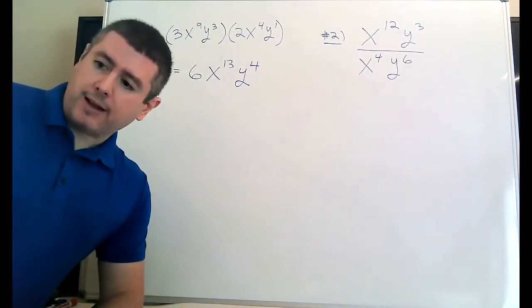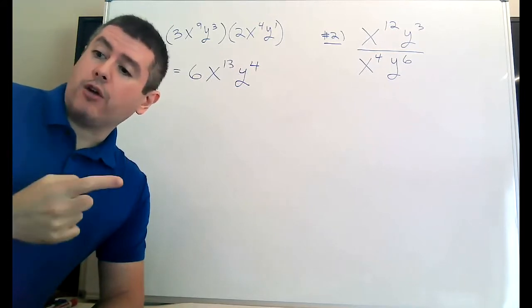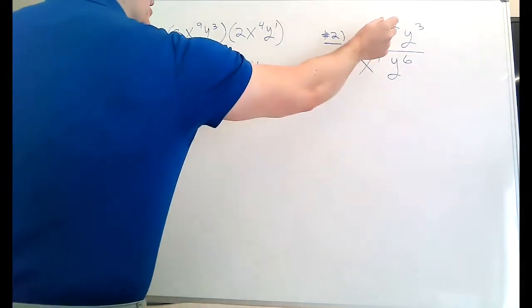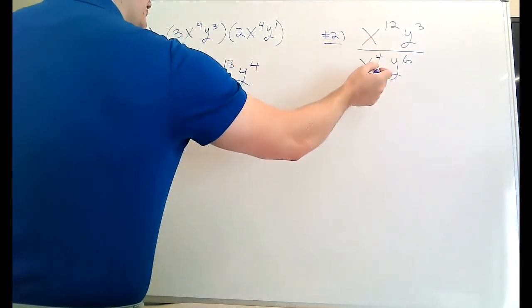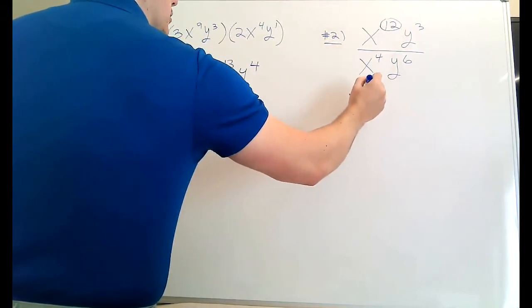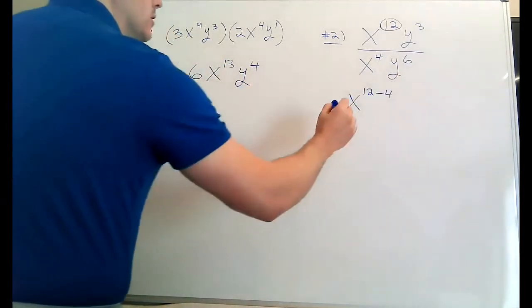So you're going to be subtracting, but you have to subtract in an intelligent and clever way. You start where the number is larger. So for instance, you have x^12 and x^4. The 12 is bigger, so I'm going to start there. I'm going to do 12 take away 4, right? Dividing the letters means you subtract the powers.